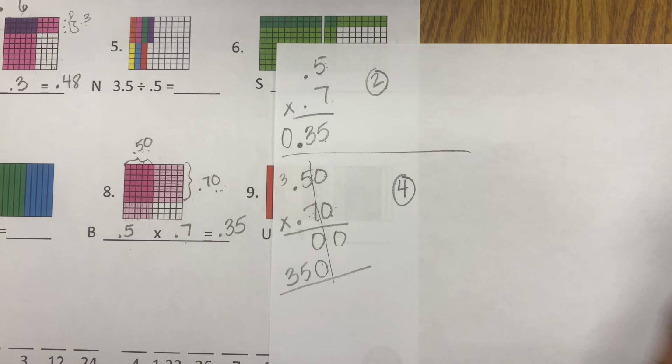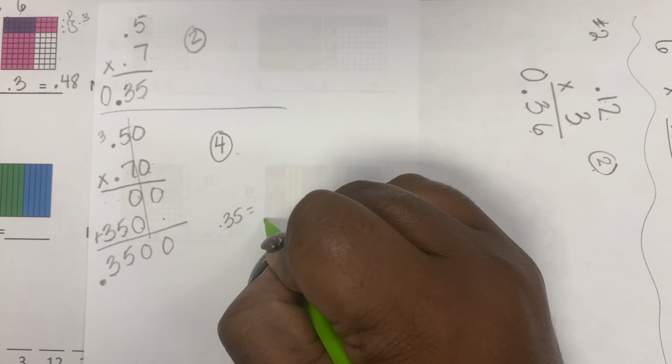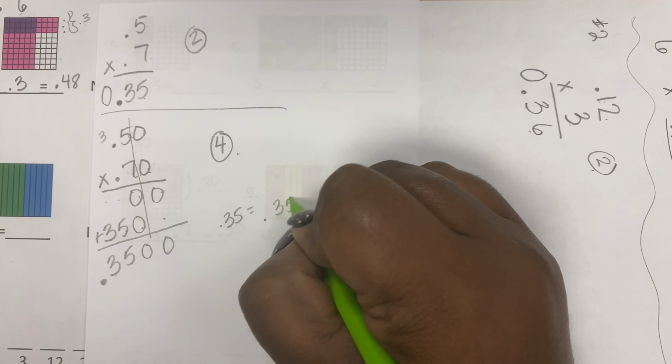So we can see 35 hundredths is equal to 3,510 thousandths. So looking at that, I know you're probably wondering, well, they don't look the same.